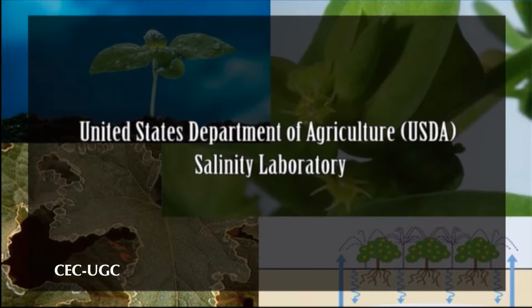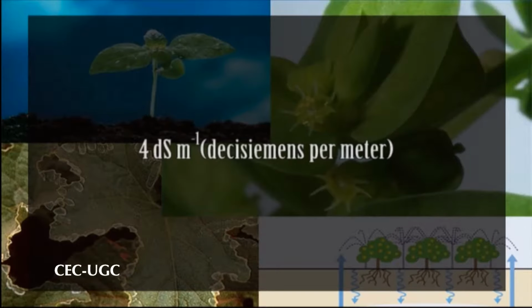According to the United States Department of Agriculture (USDA) Salinity Laboratory, saline soil can be defined as a soil having an electrical conductivity of solution extracted from the water-saturated soil paste of 4 decisiemens per meter. Furthermore, the occurrence of saline soils is not limited to desert conditions.